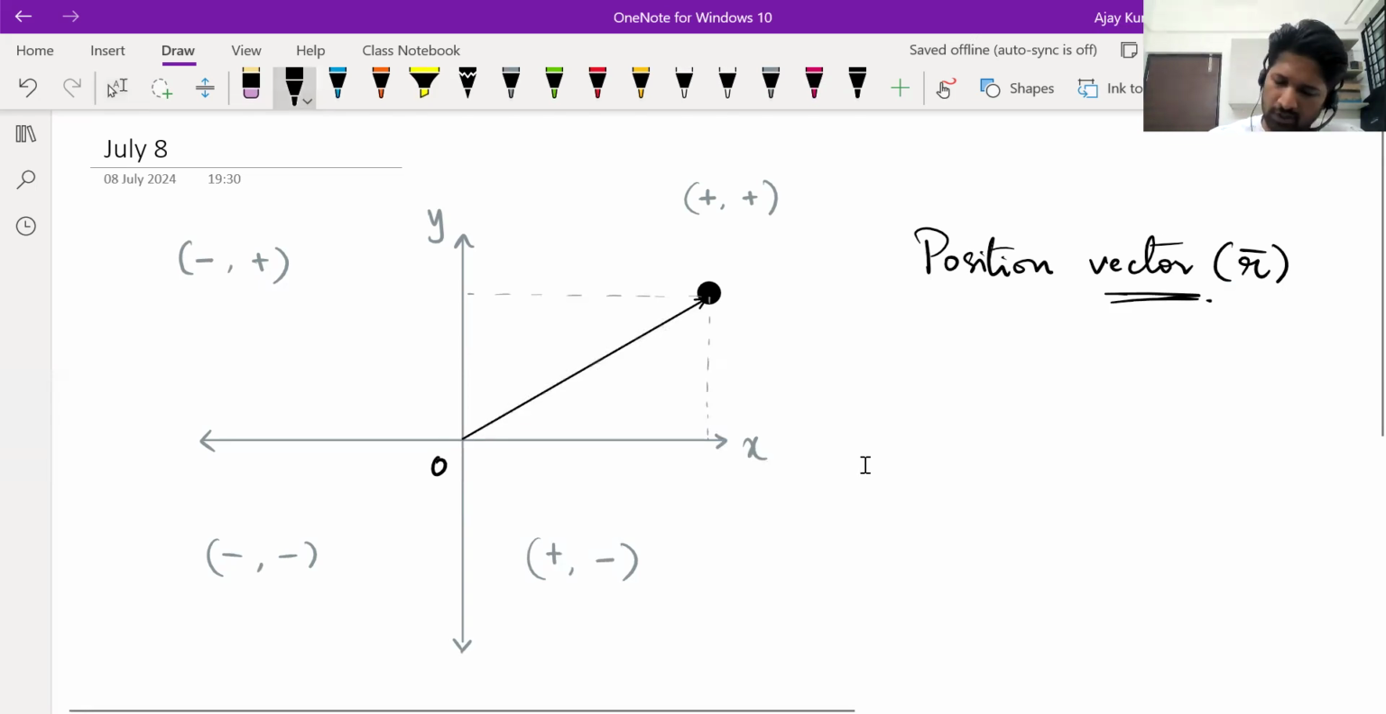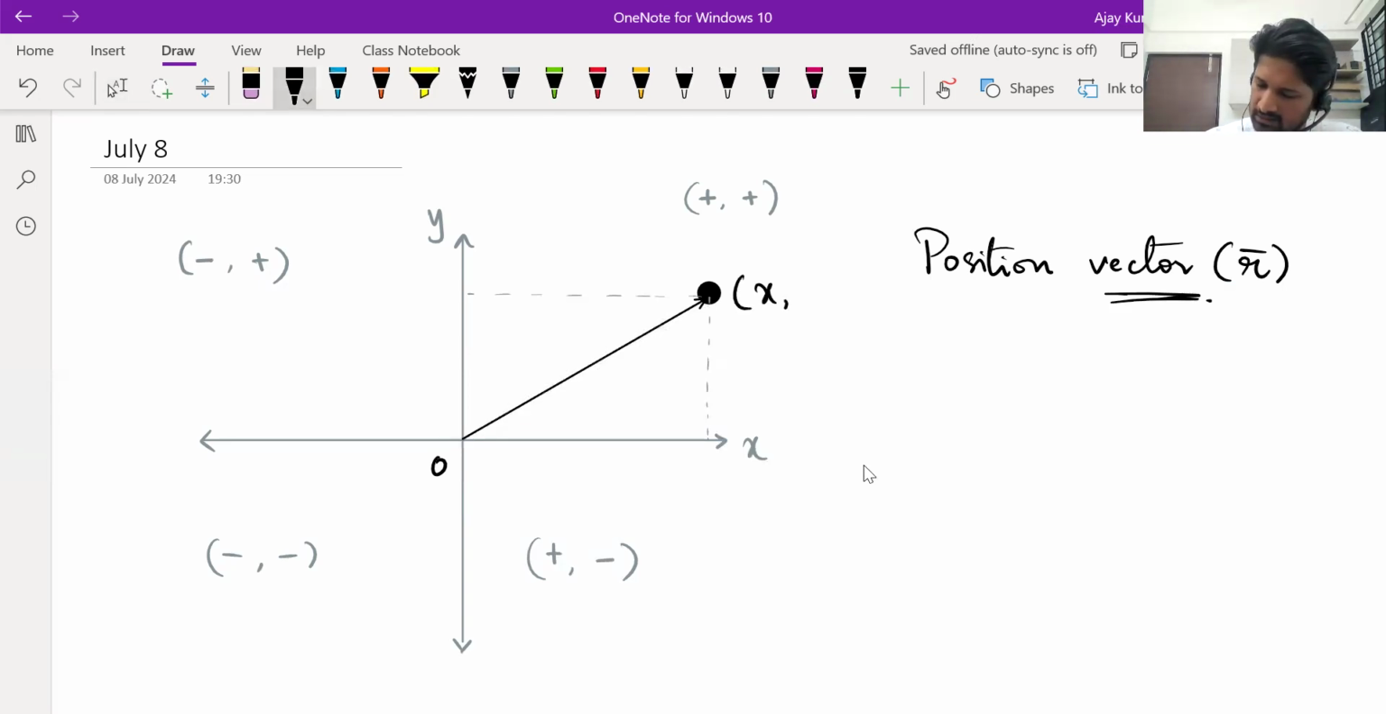Okay, let's say this point's coordinates are x comma y. Some x coordinate, some y coordinate. Okay, let's say 2 comma 3, 5 comma 2, anything. So the vector drawn from the origin to the point whose position you want to describe, this is what we call its position vector. Okay. Can any of you tell me, if its coordinates are x comma y, let's take an example value here. Let's say 10 comma 6.